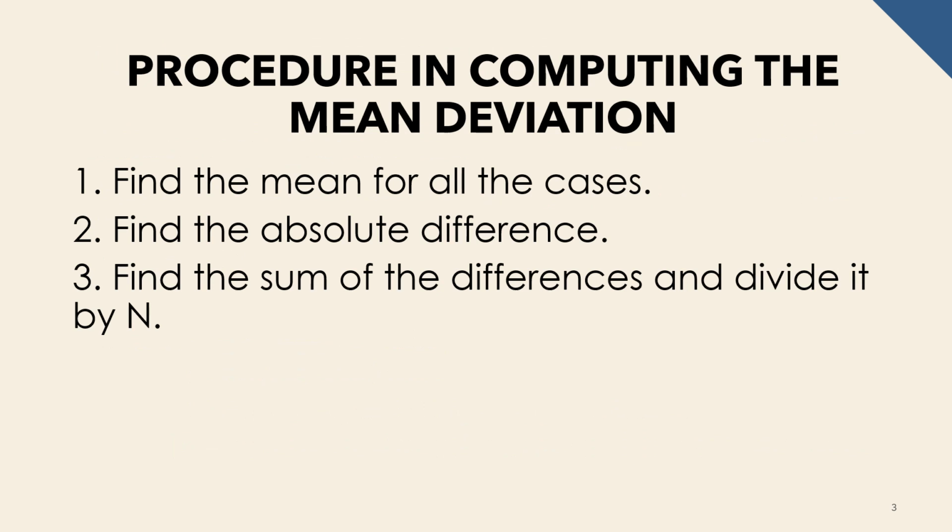Okay, so the procedure in computing the mean deviation is this one. Number one, find the mean of all these cases or scores. Number two, find the absolute value difference. And three, find the sum of the differences and divide it by n.